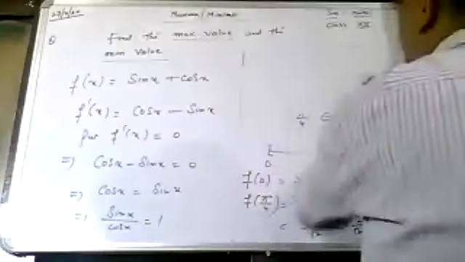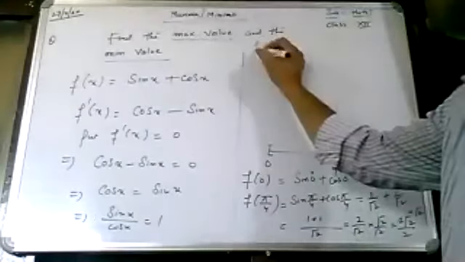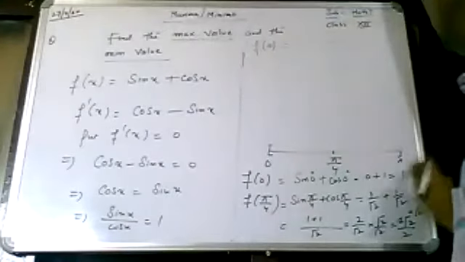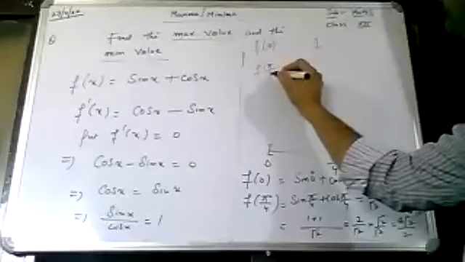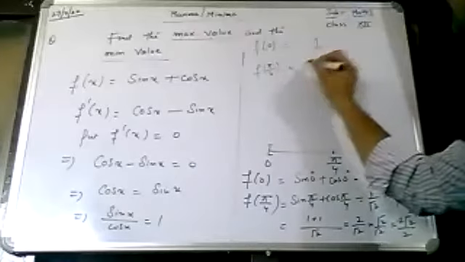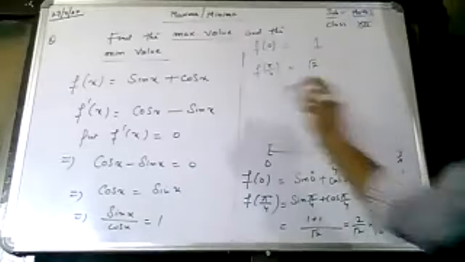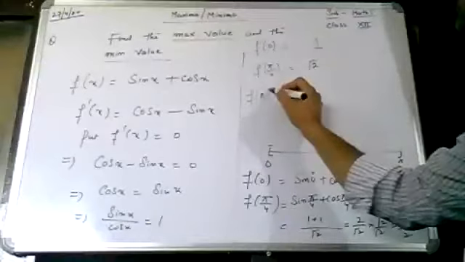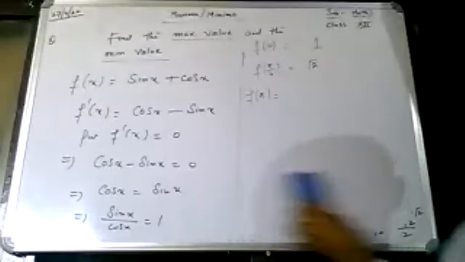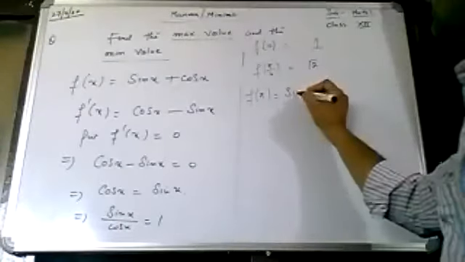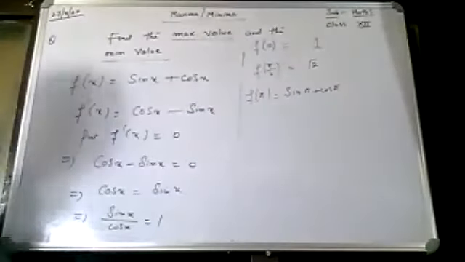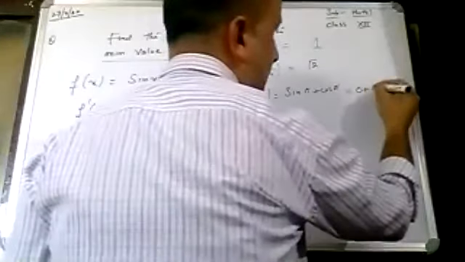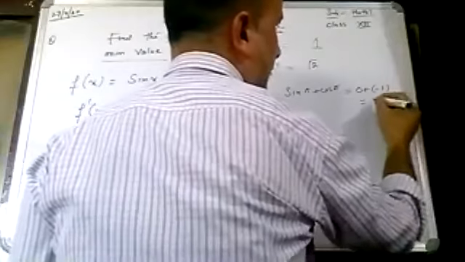Clear? So what is the answer of f of 0? f of 0 is equal to 1. What is the answer of f of pi by 4? That is under root 2. Now we will calculate f of pi. f of pi is equal to sine in place of x क्या आएगा? Sine pi plus cos pi. Sine pi is 0. Cos pi is minus 1. So answer is minus 1.